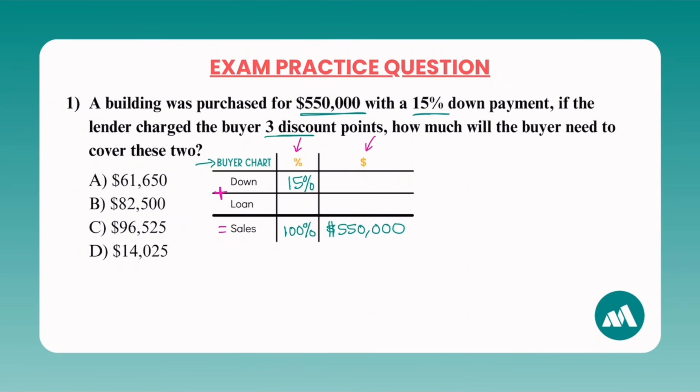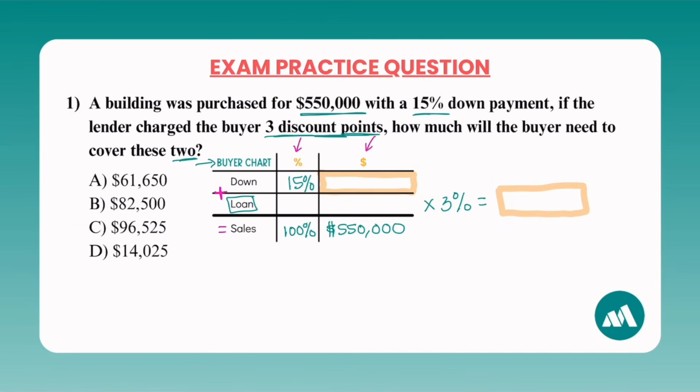Now we see that the lender charged the buyer 3 discount points. Well, discount points are always attached to the loan amount, so that is always going to go right here. And remember, 3 discount points is going to be 3%. In the question, it asks, how much will the buyer need to cover these two? That means, what will the buyer need to bring to closing in the down payment, and how much will the buyer have to bring to pay for points at closing? So let's work this question out.